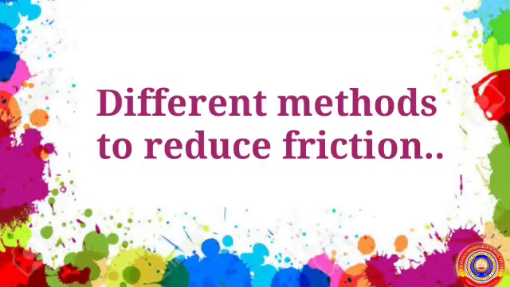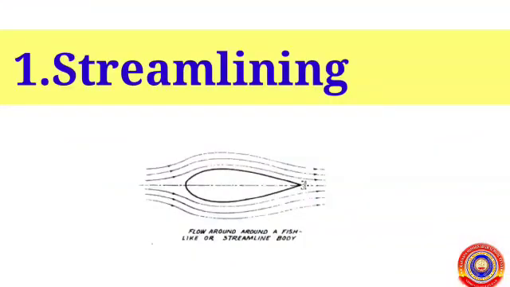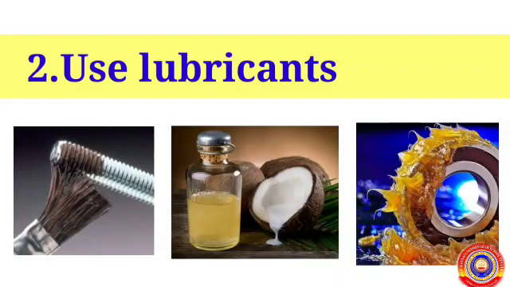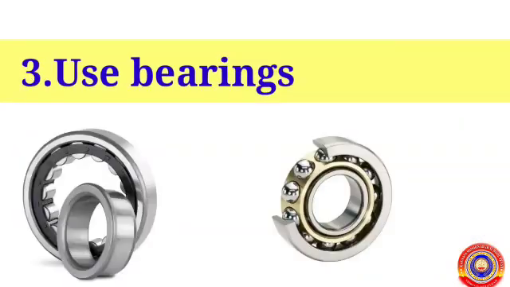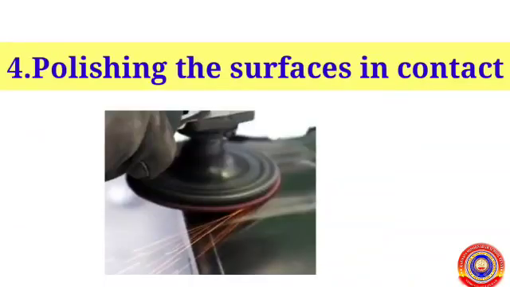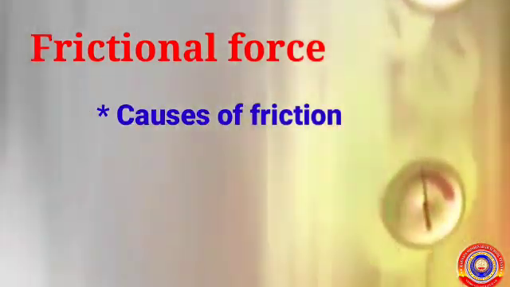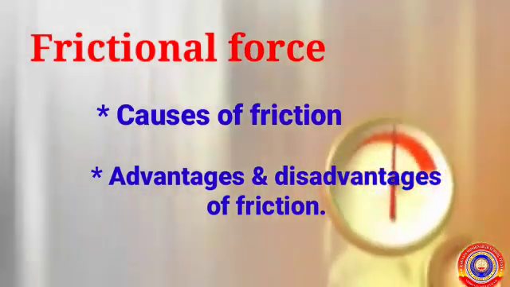So now we have discussed how to reduce friction. What are the methods we adopted to reduce friction? Yes. The first one is streamlining. The second one, use lubricants. Third one, use bearings. And the fourth one, polishing the surfaces in contact. So students, today we have discussed frictional force, what causes friction, advantages and disadvantages of friction, and how to reduce friction.